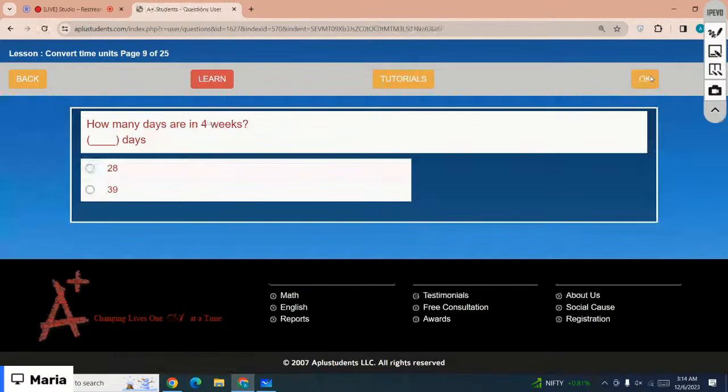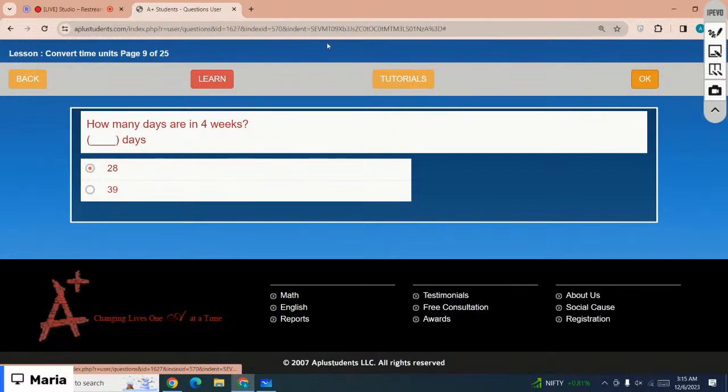How many days are in 4 weeks? Which is the correct option? In 4 weeks you have, yes, that is 28. 7 times 4, because in 1 week you have 7 days. So you have to do 7 times 4. So you have 28 days. The correct option is 28, right?